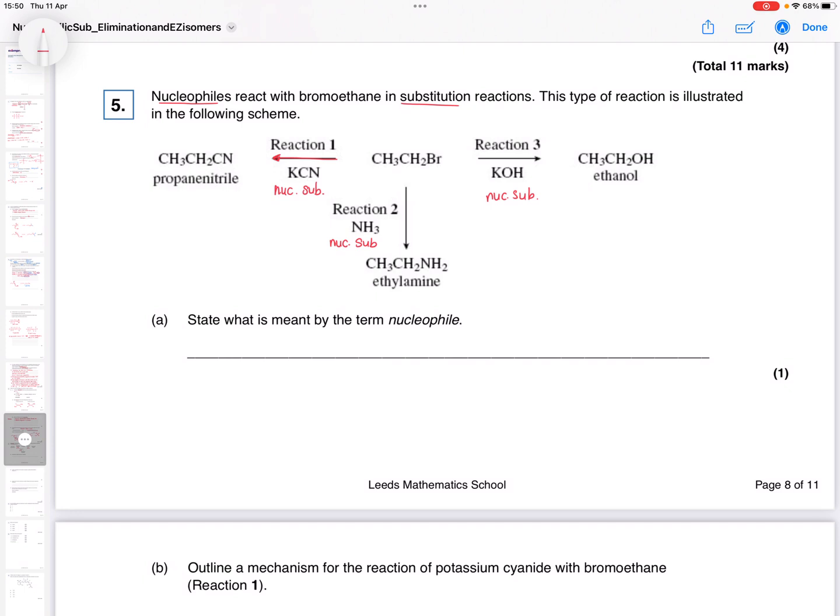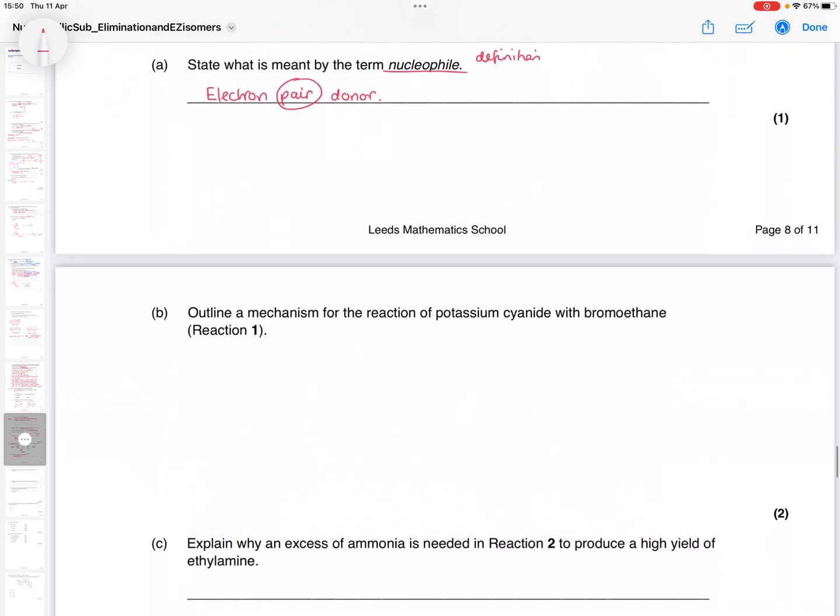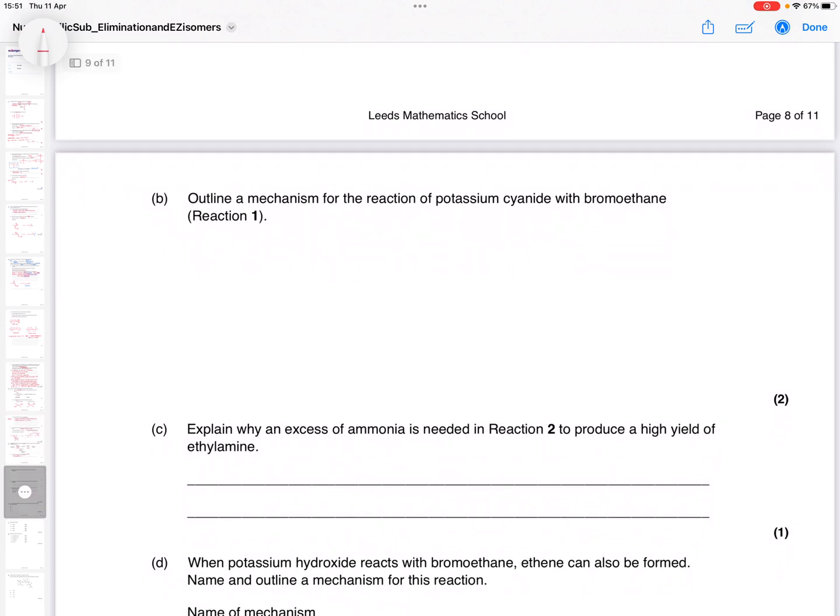So what is a nucleophile then? A nucleophile, another definition you've got to learn, is an electron pair donor. Not just an electron donor, it's got to refer to a pair of electrons. Outline a mechanism for the reaction of potassium cyanide with bromoethane. So the cyanide ion is going to be attracted to the delta positive carbon atom.